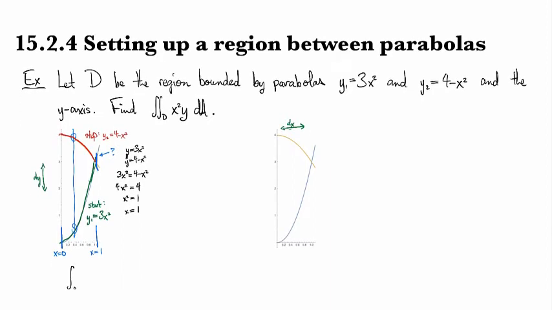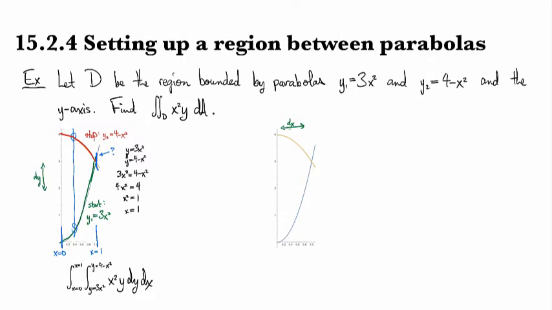Let me write my little subnotations. x goes from 0 to 1, and y goes from 3x squared up to y equals 4 minus x squared, of x squared y dy first, followed by dx. All right, so that was the first one.